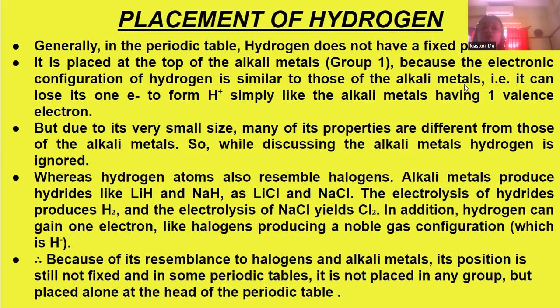In addition, hydrogen can gain one electron. Like in the first A group, like the alkali metals, it will lose very easily. It loses one electron to form one positive ion. Okay, here in case of halogens, very similar properties with the halogens. That is, it will gain one electron to form a noble gas configuration, a negative ion.